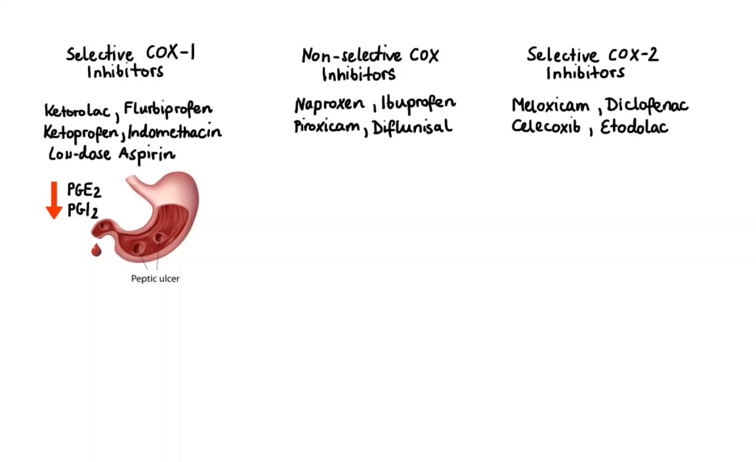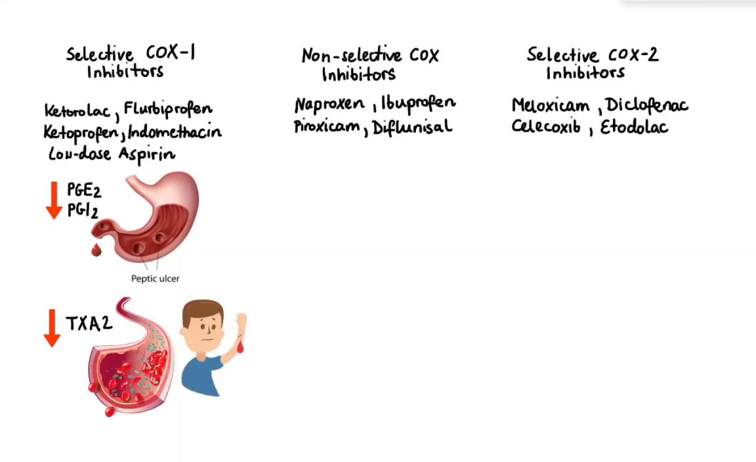Now, the second major side effect of NSAIDs results from inhibition of COX-1-mediated production of thromboxane A2, TXA2 for short. As you may remember, thromboxane A2 promotes platelet aggregation, so a decrease in its formation results in an antiplatelet effect and thus increased risk of bleeding. This effect is particularly evident with the use of aspirin, which, unlike the rest of the NSAIDs, irreversibly inhibits the COX-1 enzyme in platelets.